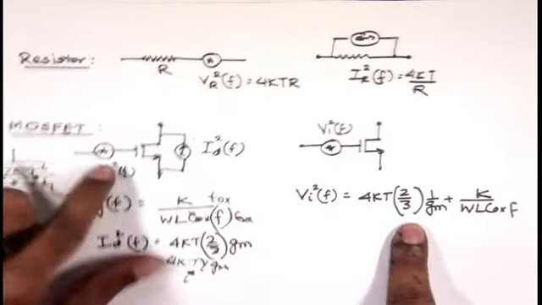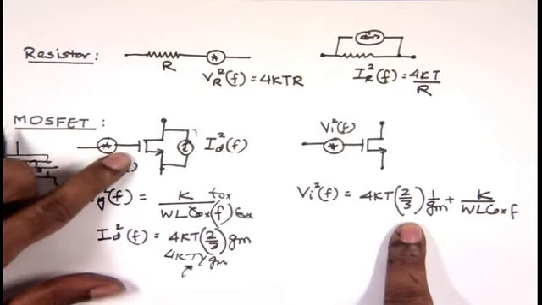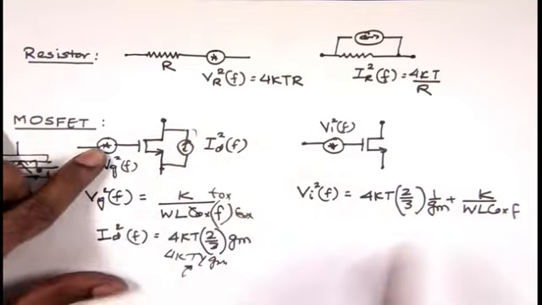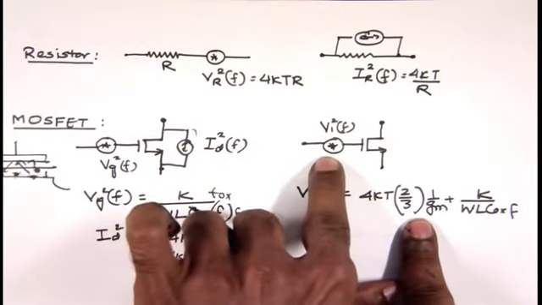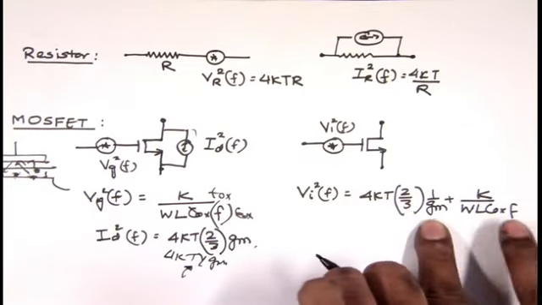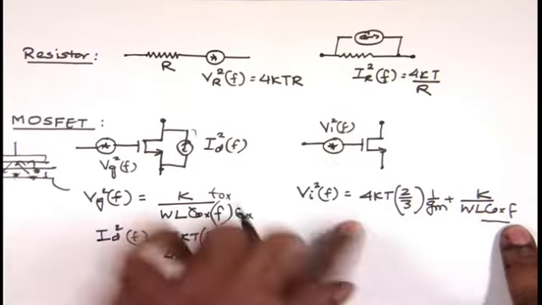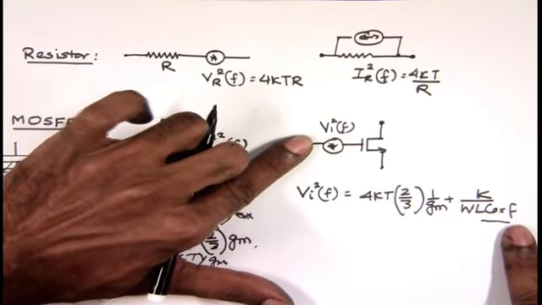So we have the 1 upon F noise already at the gate. We added to it the effect of this channel current by dividing this ID square by GM square. And hence we get the total VI square bar at the gate of the MOSFET as 4 kT gamma 1 upon GM plus the original 1 upon F noise. So we can say this is the overall input referred noise of the isolated MOSFET.